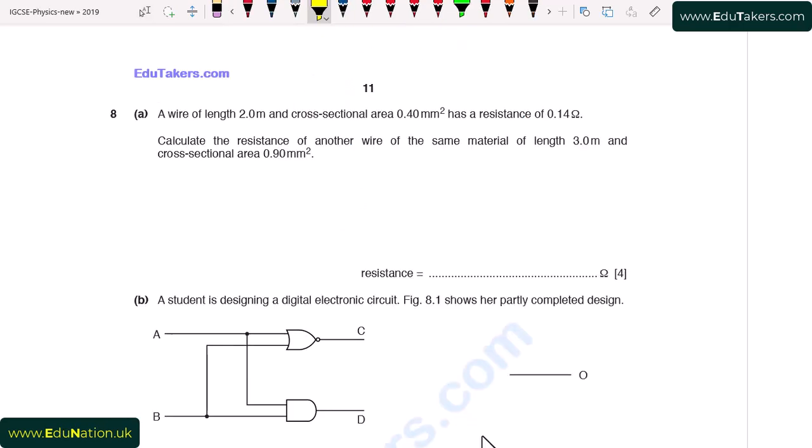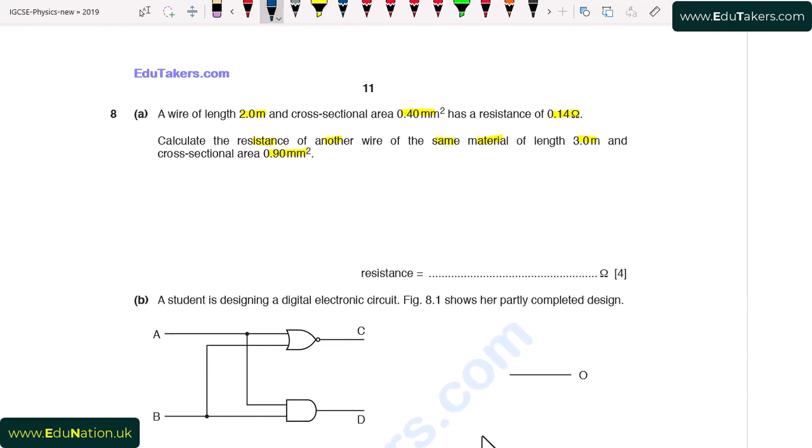Question number 8, part A. A wire of length 2.0 meter and cross-section area of 0.40 millimeter square have a resistance of 0.14 ohms. Calculate the resistance of another wire of the same material of length 3.0 meters and cross-section area is 0.90 millimeter square. So here we have to calculate the resistance of other wire whose cross-section area and length is also given.